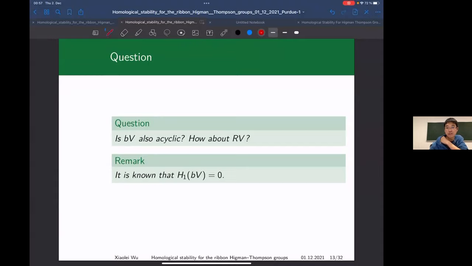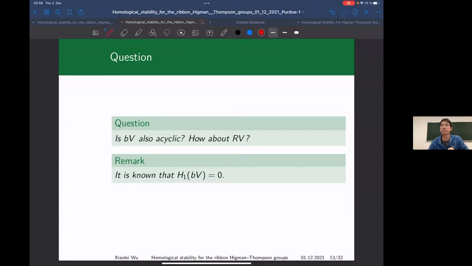It is known that the first homology of BV is zero. And this can be proved by brute force, because you can find a presentation of braided V, and then you can calculate the homology. I think the same thing can be done for ribbon V.